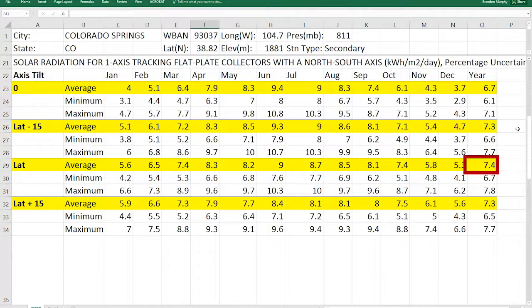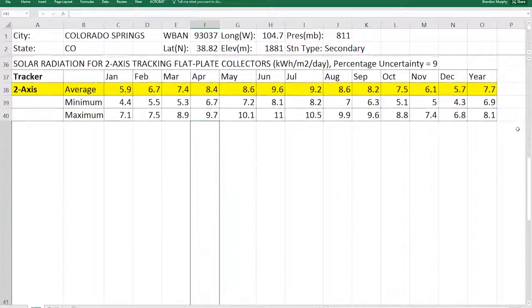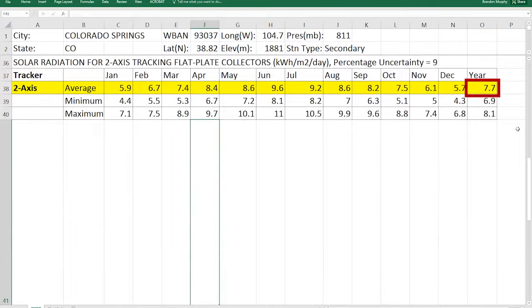Latitude is still the best overall collector angle at 7.4 full sun hours, almost 2 more hours of full sun on average per year than the fixed position. And if we move to 2-axis tracking, we see an even higher increase up to 7.7 full sun hours, because we're tracking both seasonally north to south and daily east to west. In this location, Colorado Springs has very low cloud cover, so tracking would work pretty effectively.